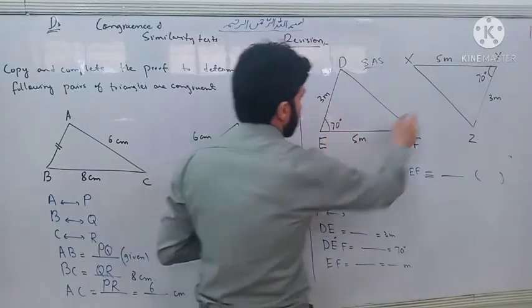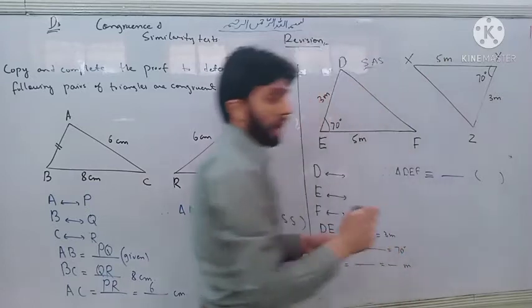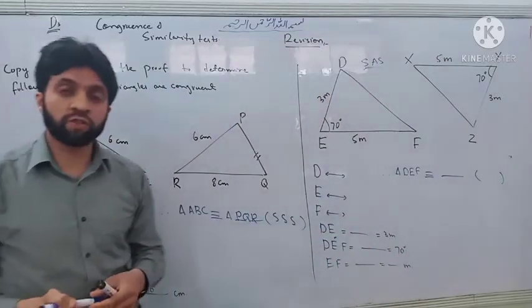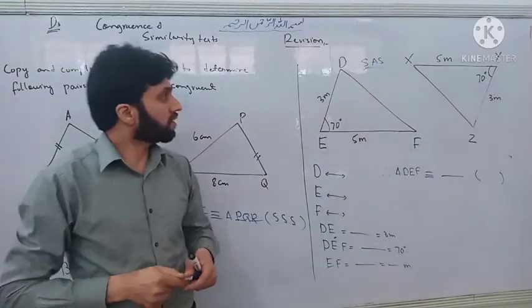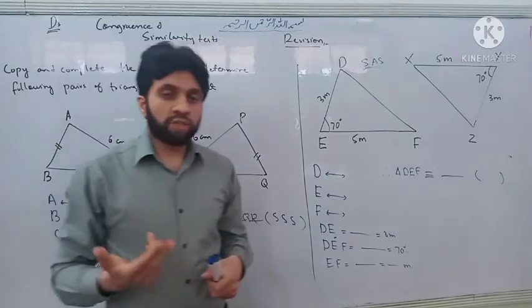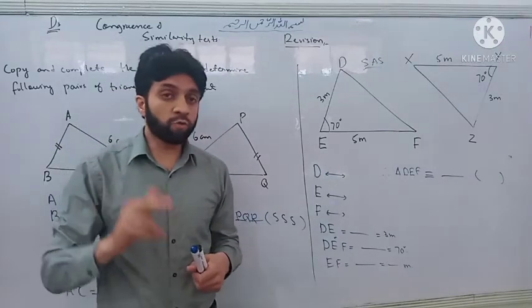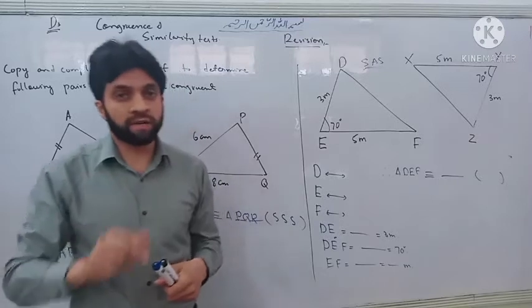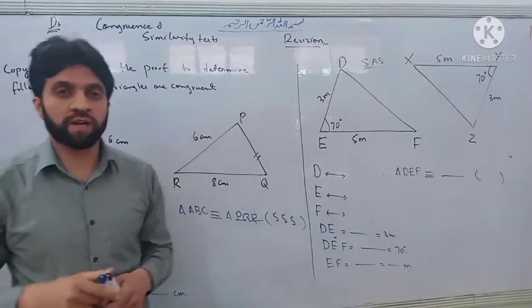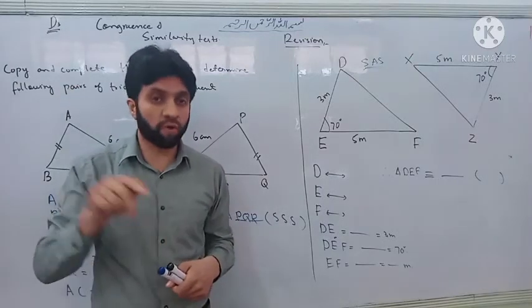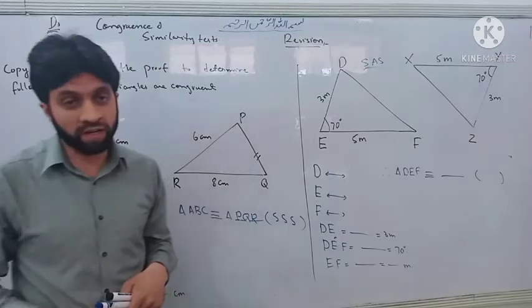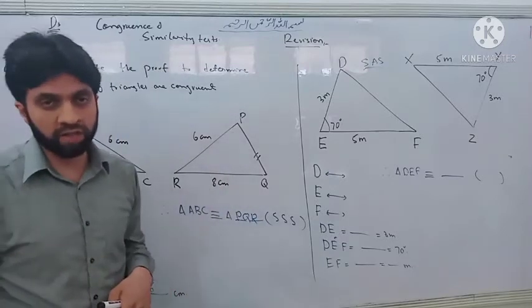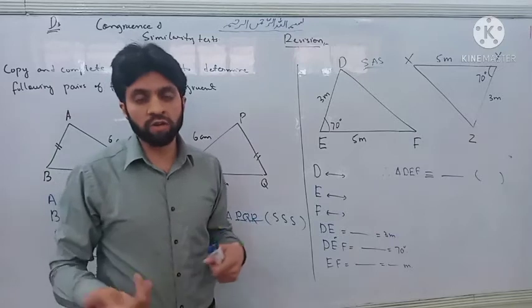Side angle side, side angle side. So I am going to tell you the definition of this test. What is the definition? If the two sides and one included angle of the first triangle are equal to the two corresponding sides and one corresponding included angle of the other triangle, then those two triangles are called congruent triangles.